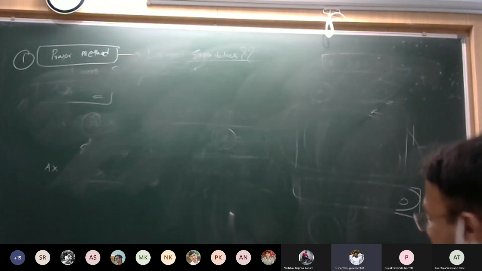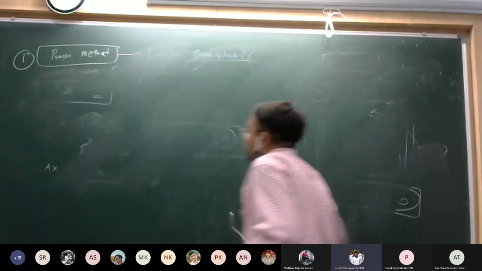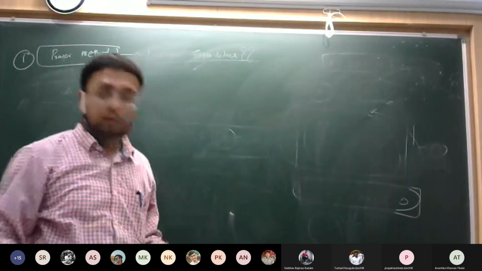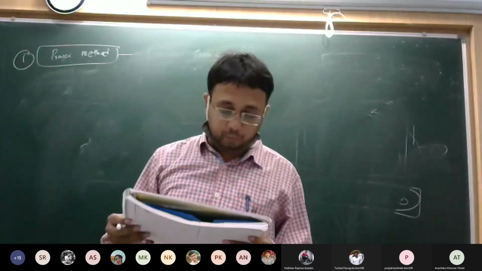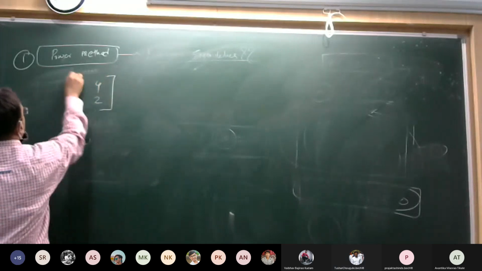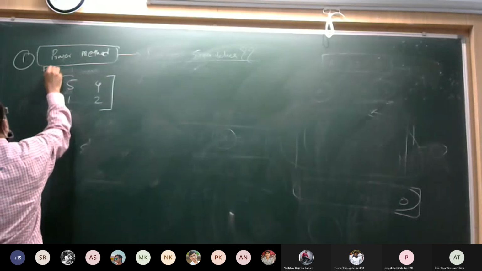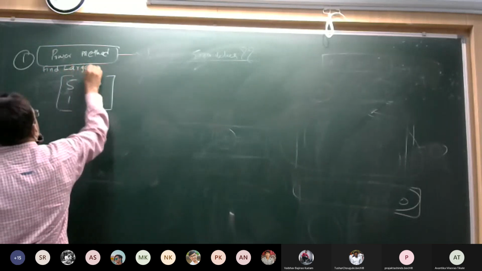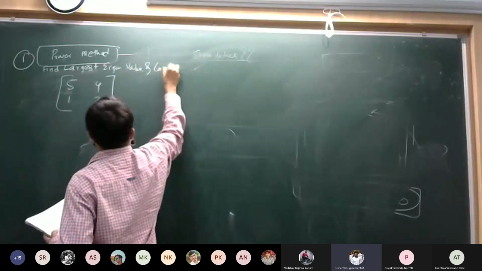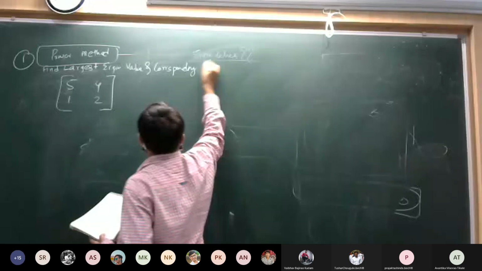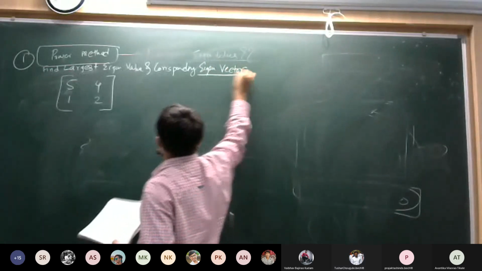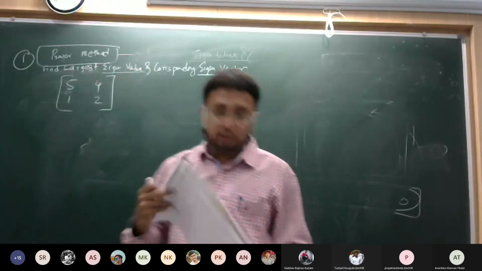Write the problem. We'll take one of the simplest problems. Determine the largest eigenvalue and corresponding eigenvector of the matrix 5, 4, 1, 2. The question will be: find the largest eigenvalue and corresponding eigenvector by using the power method. Okay, so a simple technique.